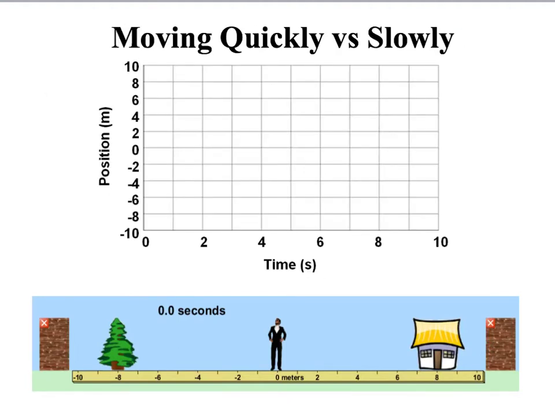Now I want to try an example where Abe is moving at different speeds. So let's suppose that he's starting at 0, and that each second he moves 1 meter to the right. So at 1 second, he'd be at 1 meter. At 2 seconds, he'd be at 2 meters. At 4 seconds, he'd be at 4 meters. 6 seconds, 6 meters. And so on and so on.